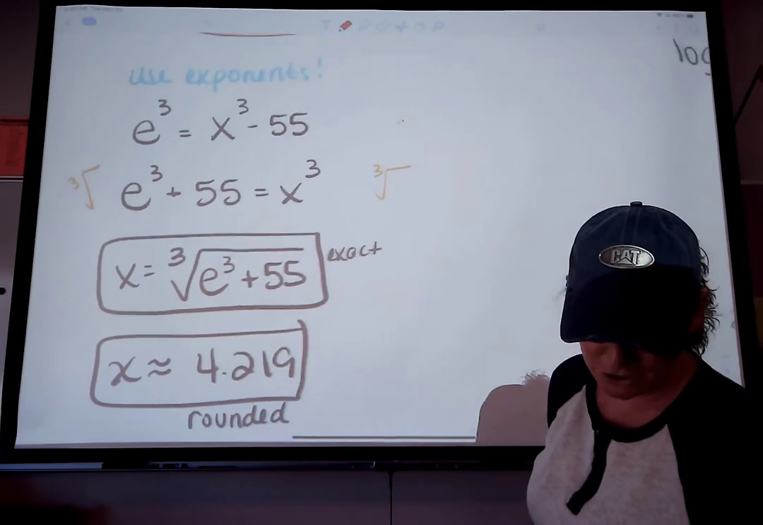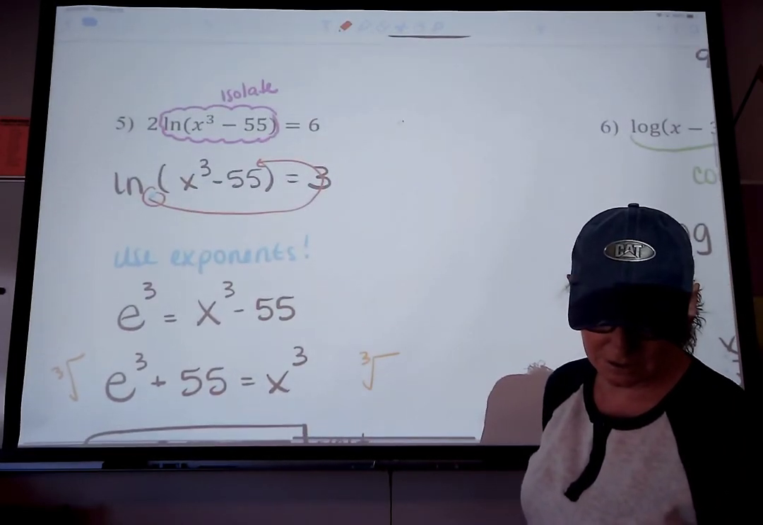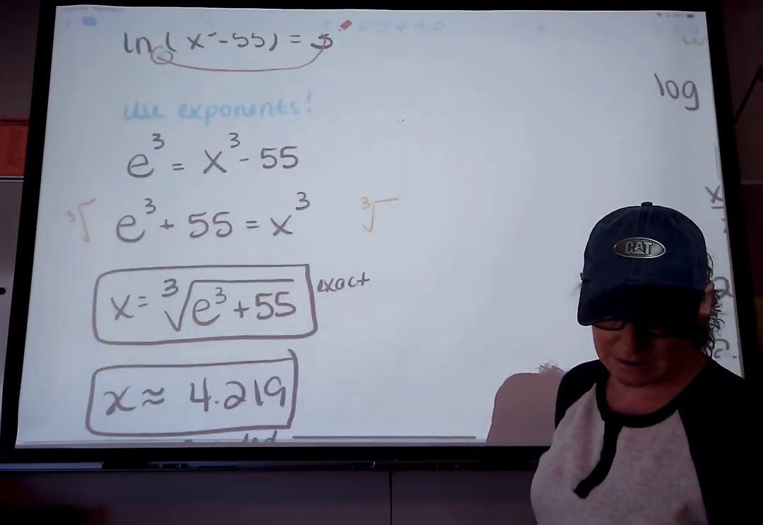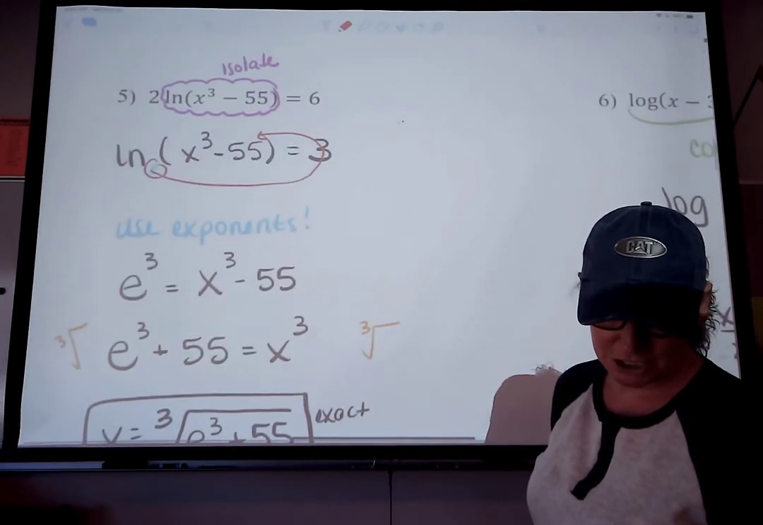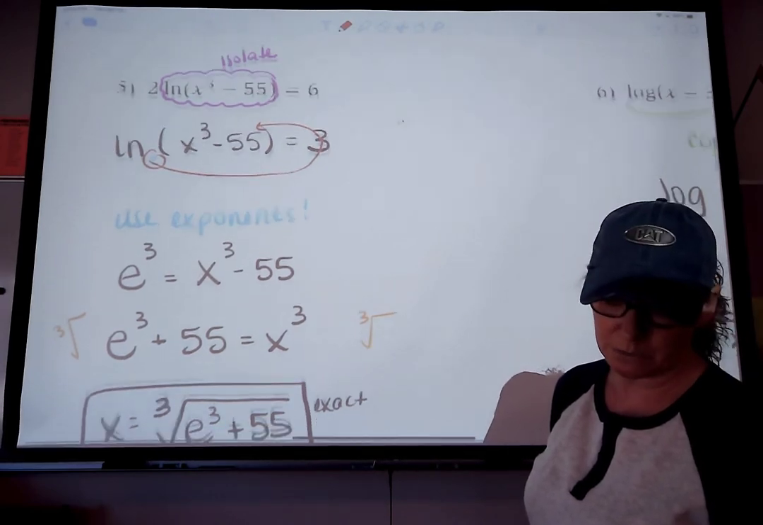Plug it back in, make sure it works. Just real quick in your head. 4-ish cubed, 4 times 4 is 16, 64. Yeah, that works.